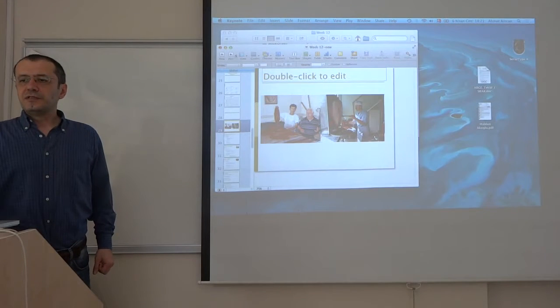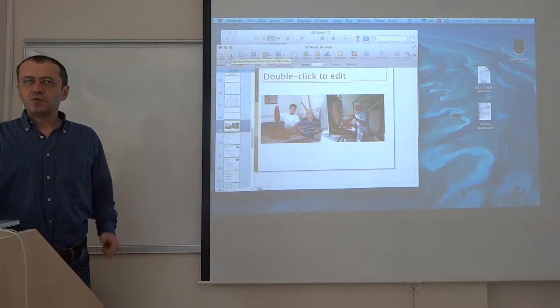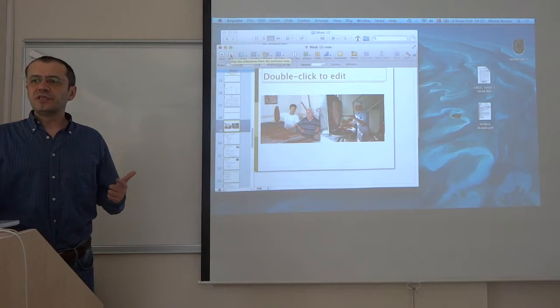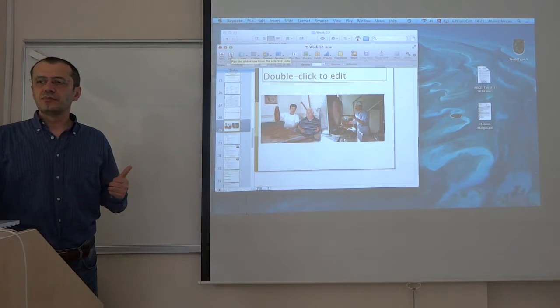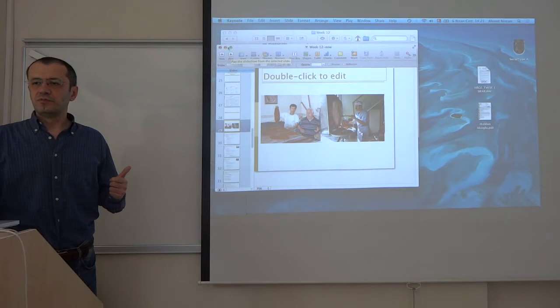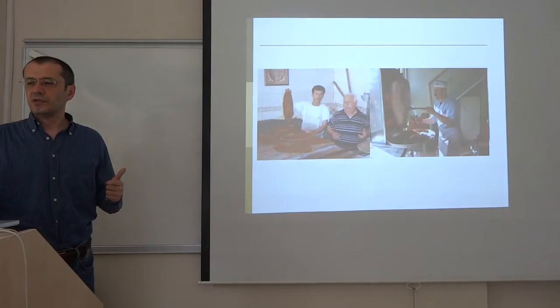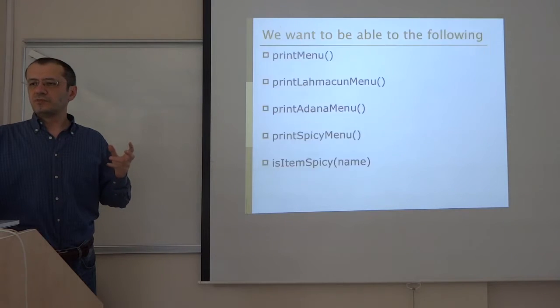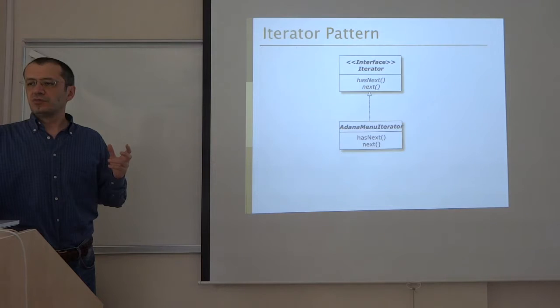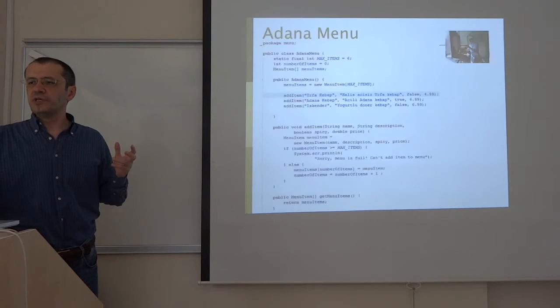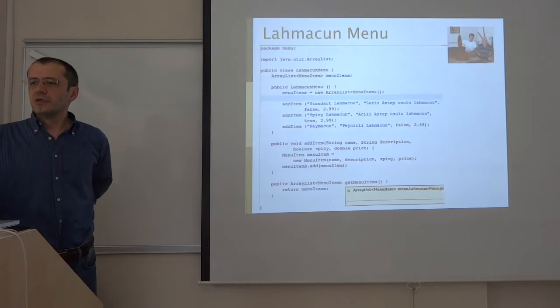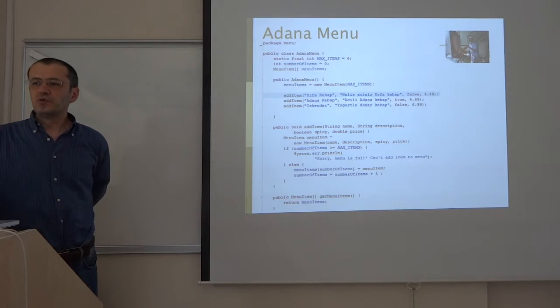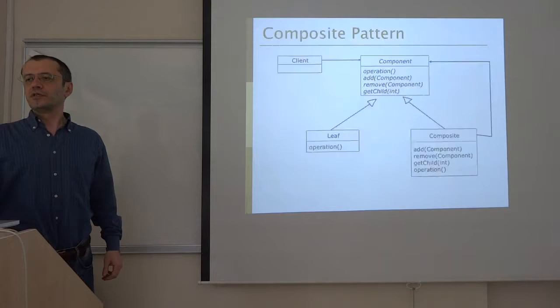We talked about this last time. I will quickly go over it because there was one topic we left, the iterator part of this. You will remember that there were two menus we were talking about, and we wanted to be able to display both of them. And in order to do that, we had a composite structure for that.